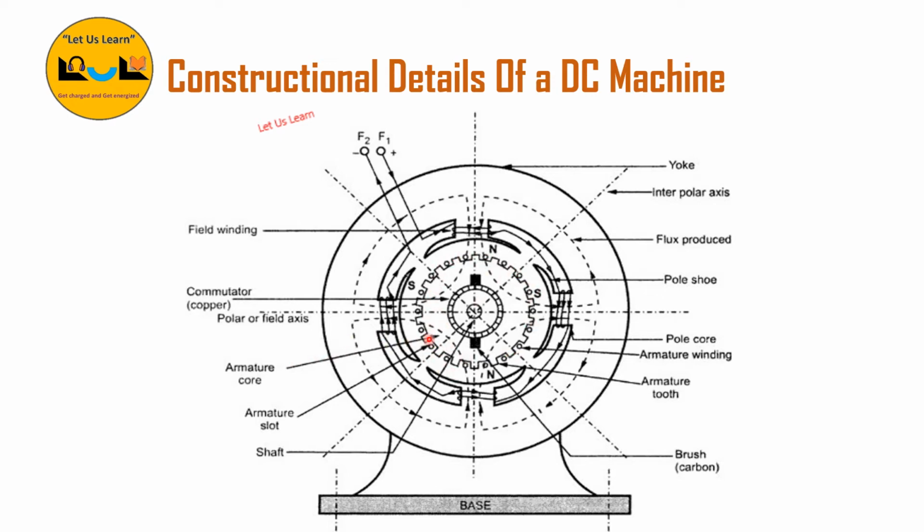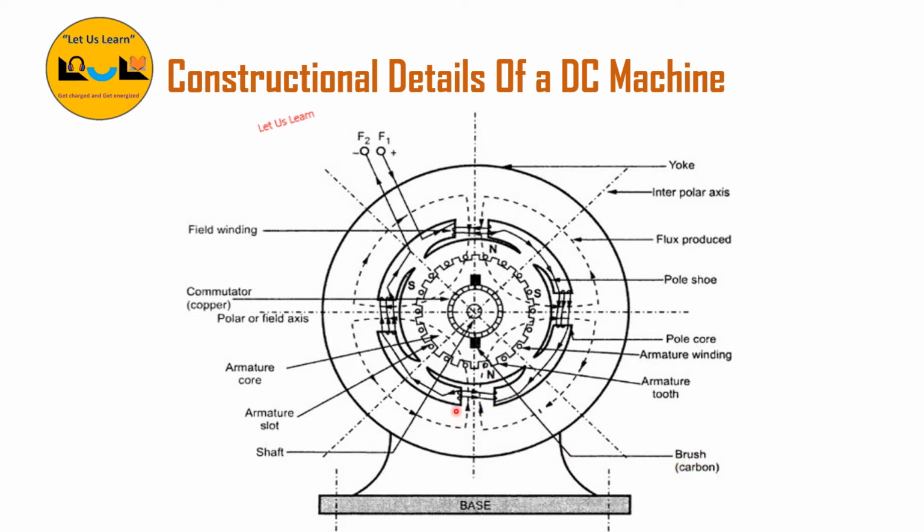This is called the armature core, and this is the armature slot, and then the armature winding. So here this field winding is the stator winding, and the armature winding is called the rotor winding. Whenever we are giving the input, it acts as an electromagnet. Due to this electromagnetism, this armature starts to rotate. And then here we have the commutator. It is made up of copper, and these two small black blocks are called the carbon brushes.